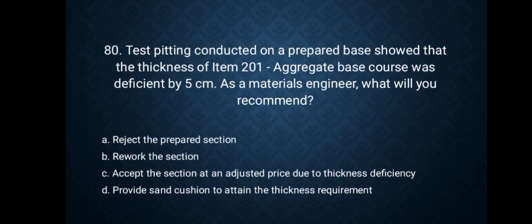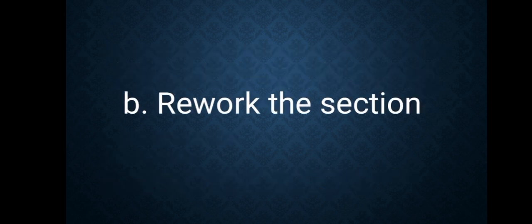So number 80, the test pitting conducted on a prepared section showed that the thickness of item 201 aggregate base course was deficient by 5 centimeters. As a materials engineer, what will you recommend? A, reject the prepared section, B, rework the section, C, accept the section at an adjusted price due to the thickness deficiency, D, provide sand cushion to attain the thickness requirement. So the answer of this is B. Rework the section.